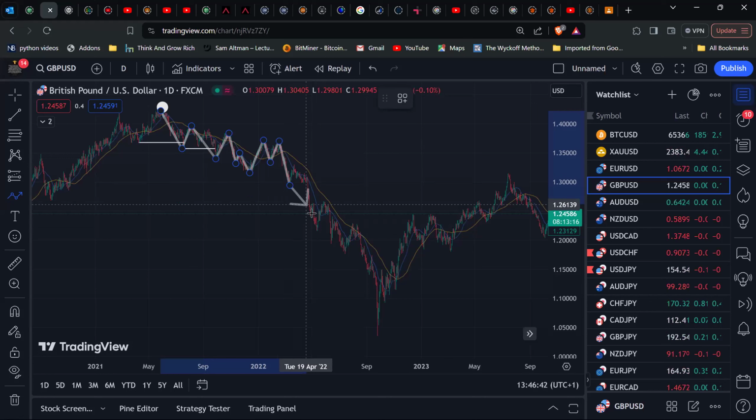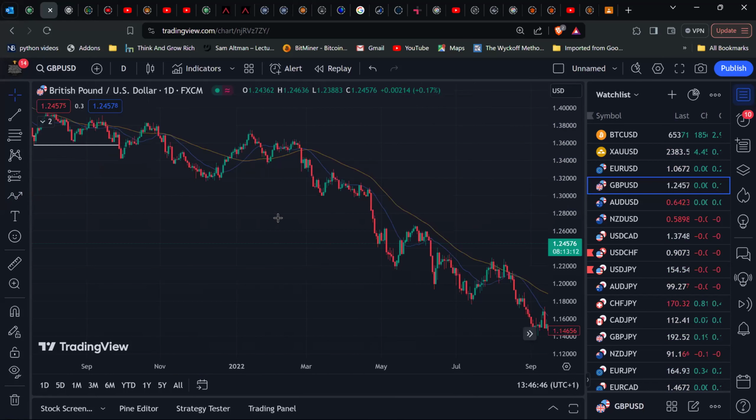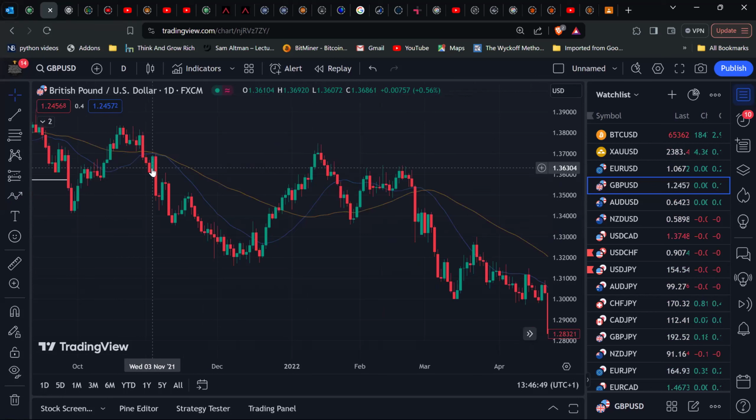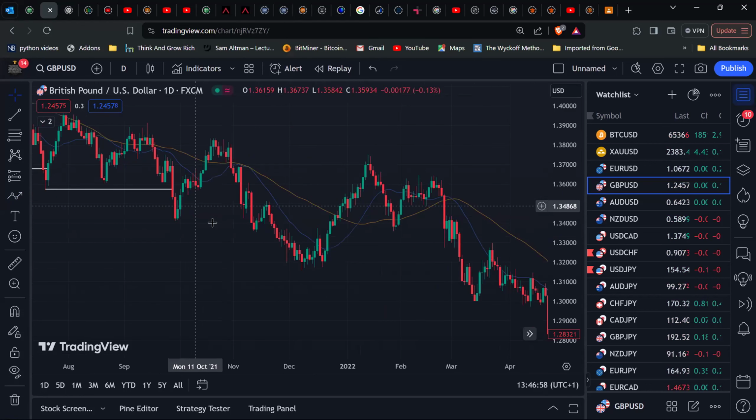So let me zoom in a little bit. Now, here's the thing. We've identified that the market is bearish, so we want to look for selling opportunities. What we look for, in a bearish market, is the last, or the series of, up candles before the down move.